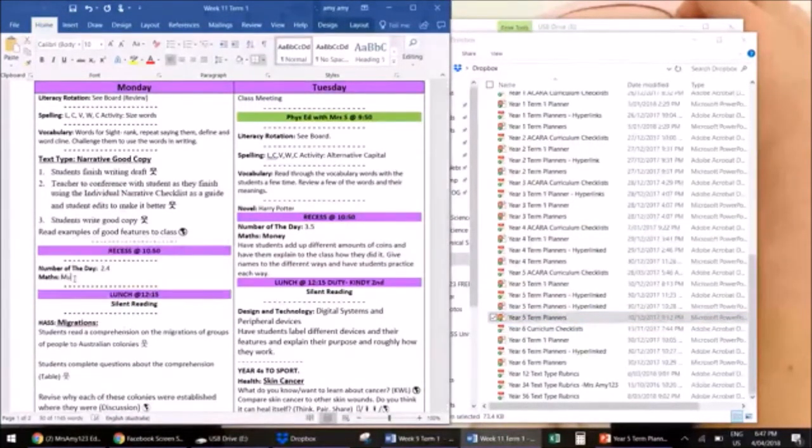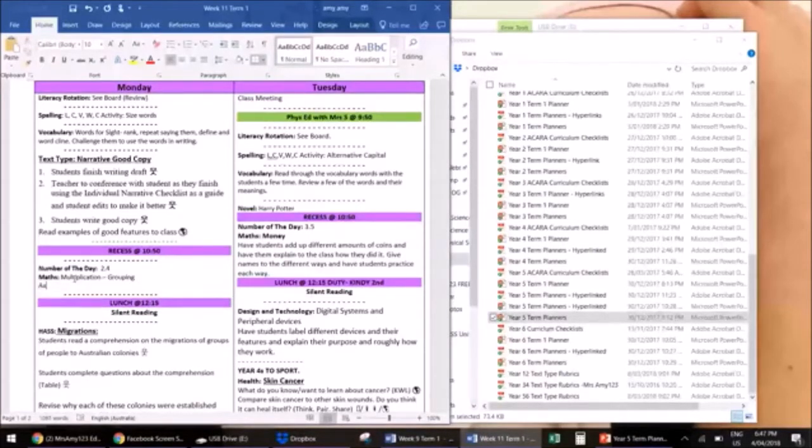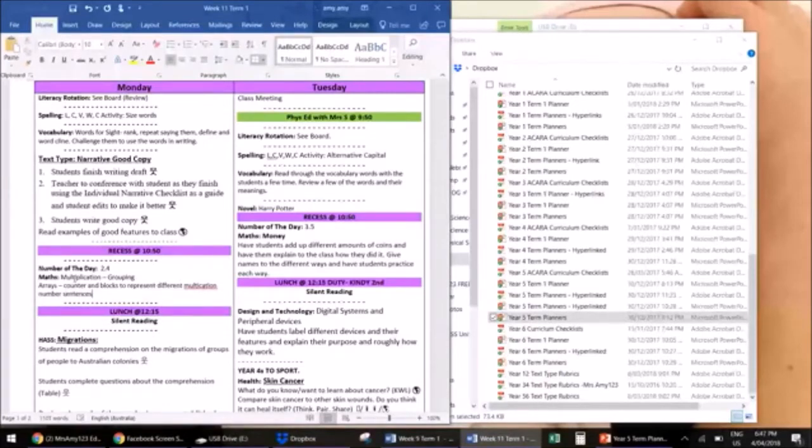So I'm just back in my planner here now, and I just put down that my theme is multiplication. And then for the first lesson, I just want to do an overview about grouping, and I think also arrays would be good there. So I think we'll just use maybe some counters and some blocks to represent different multiplication number sentences. Hopefully this is making sense.